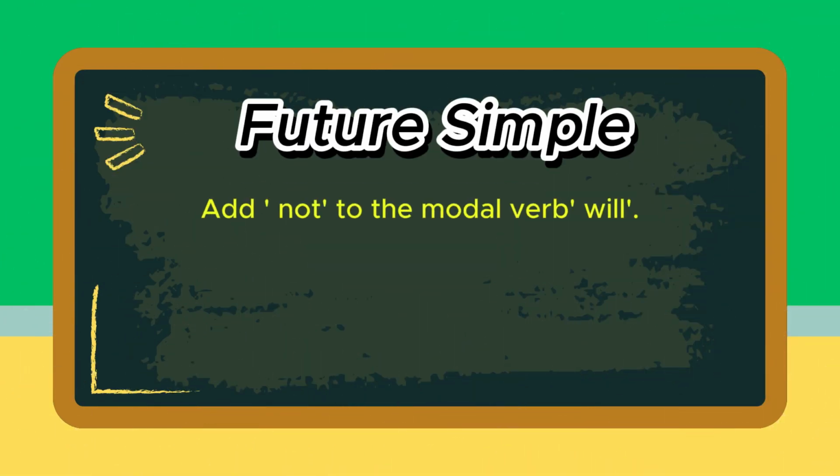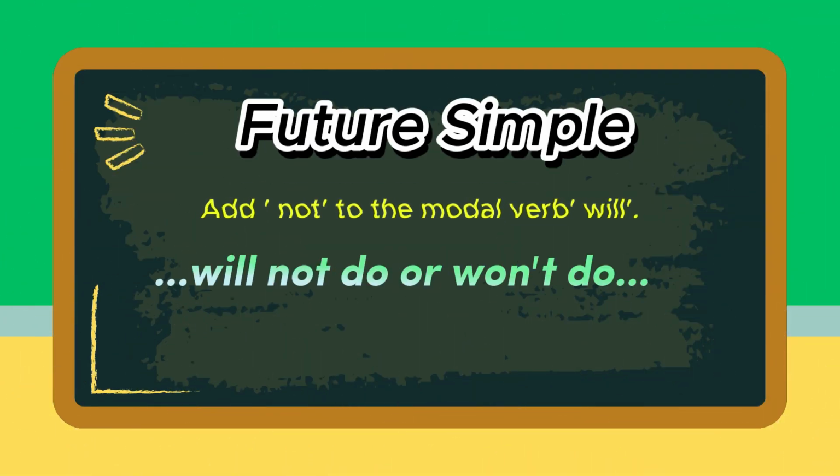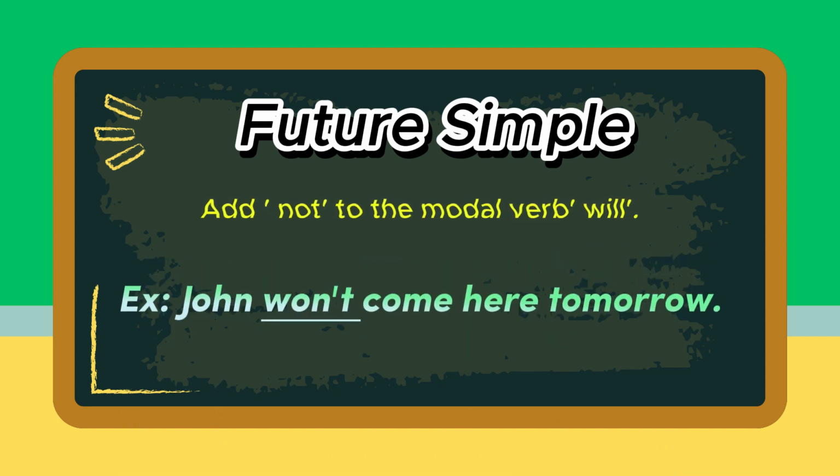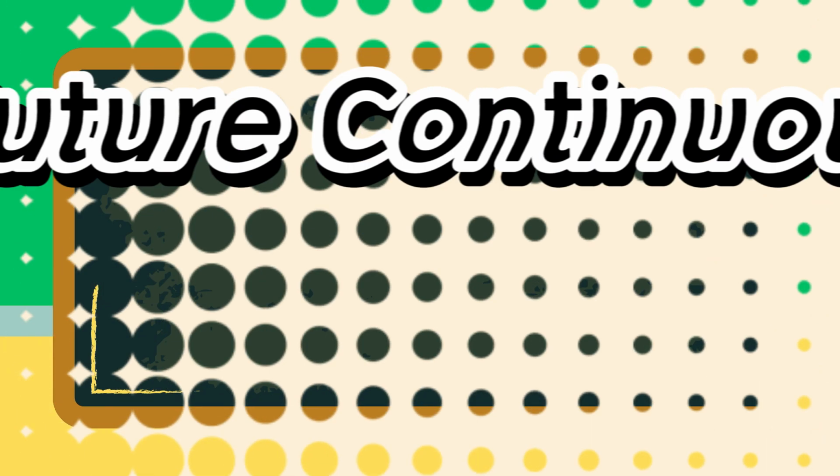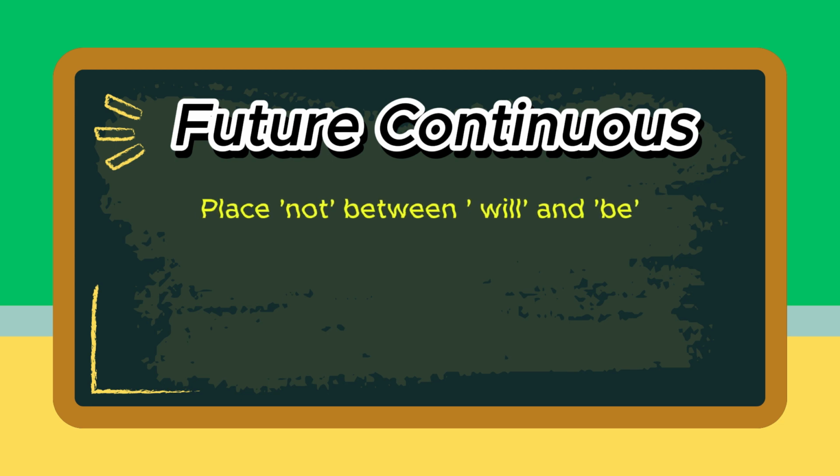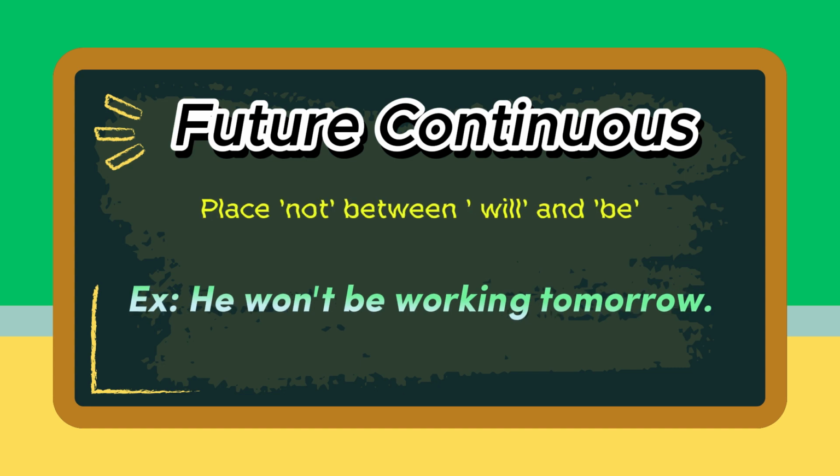Future simple. Add not to the modal verb will: will not do or won't do. Example, John won't come here tomorrow. Future continuous. Place not between will and be. Example, he won't be working tomorrow.